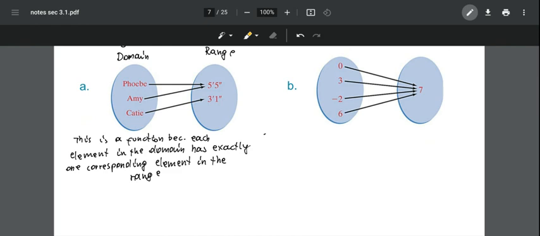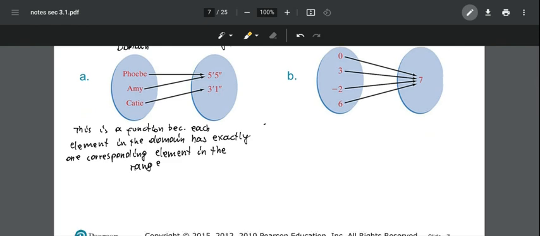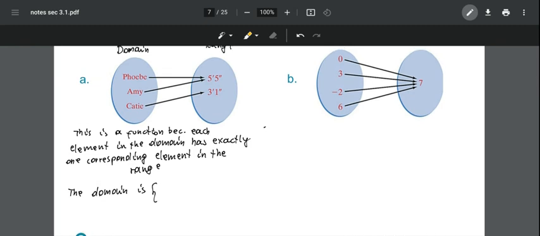Now we have to describe the domain. The domain of this function is the set of all inputs. We're going to list all the inputs, which are the names of the 3 people: Phoebe, Amy, Kathy.